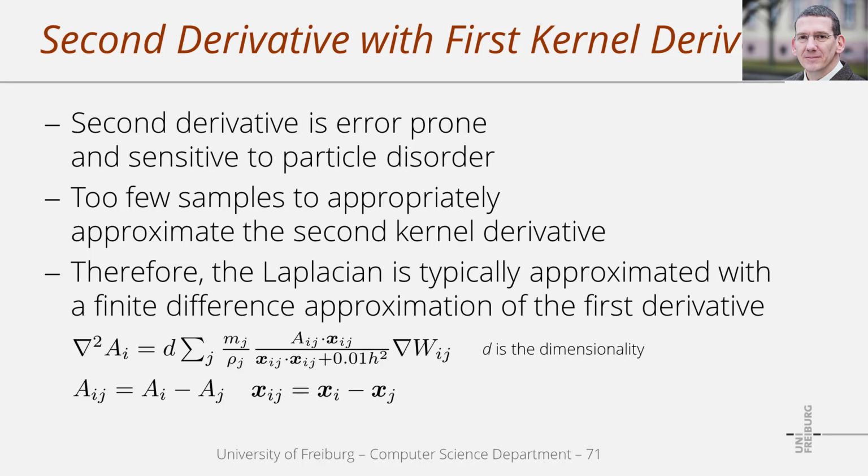And in practice, this formulation is often used to approximate the Laplacian of the velocity field in the computation of the viscosity acceleration. Please note that the term 0.01 times h squared is just a small offset to avoid a division by zero in the special case where two particles i and j would be at the same position, which should actually not really happen in a simulation.